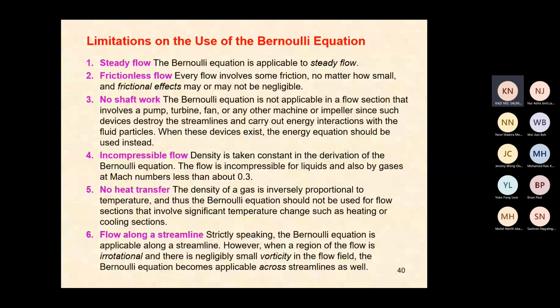So in this case, we can say that along the streamline, P1 by rho plus V1 squared by 2 plus Z1 is equal to P2 by rho plus V2 squared by 2 plus Z2, for points 1 and 2 there, because this is the elevation 1, and this is not the hydraulic head, this is the elevation. Then we can equate this Bernoulli's equation like this.